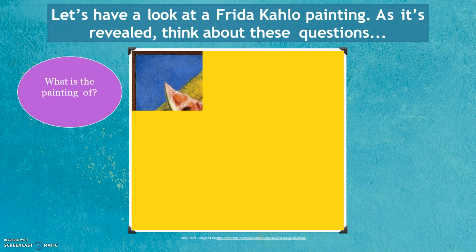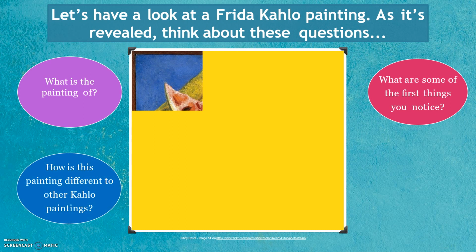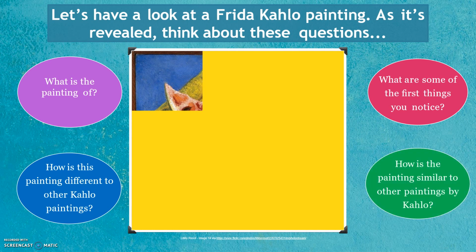So looking at just this one section, what do you think this painting could be of? What's the first thing that you notice about this picture? Is there anything that's jumping out at you? Maybe some colours, maybe a mood that's being represented. Maybe you've noticed what this actual thing could be. Is there anything that you're noticing straight away that seems very different from the Frida Kahlo paintings that I've analysed previously? Or alternatively, are you thinking that there are lots of things that are similar to that painting?